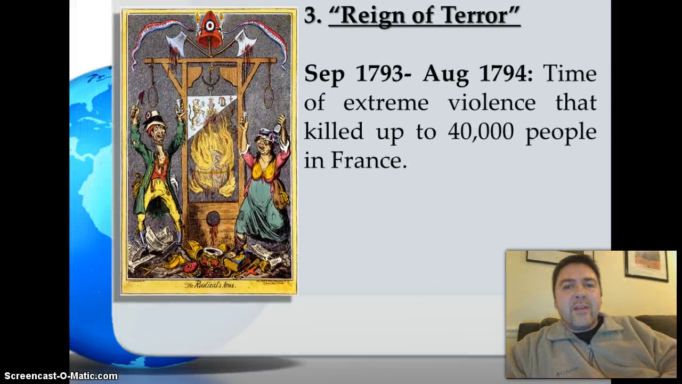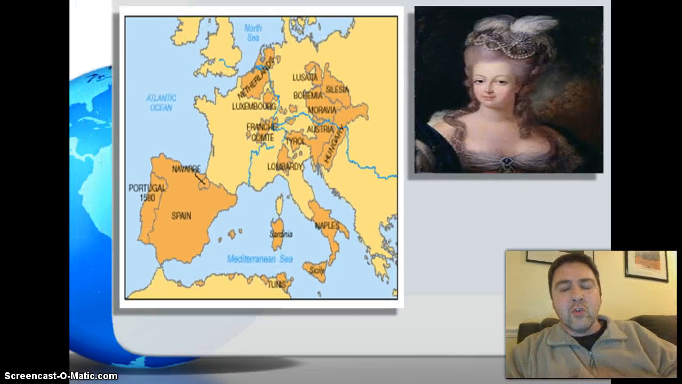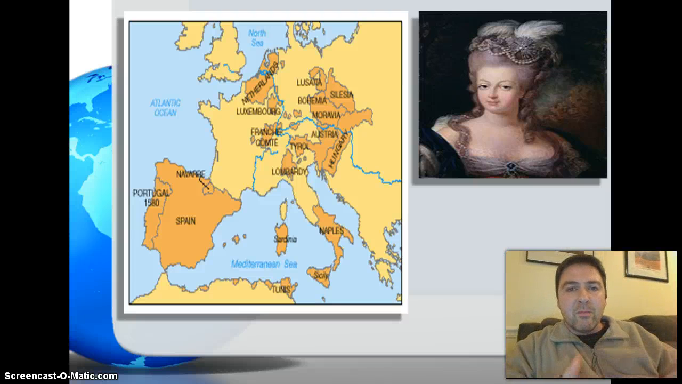Okay, the Reign of Terror, it was the period of extreme violence that the French Revolution is probably most noted for. During an almost year-long period from September 1793 until almost August of 1794, estimates vary, but most go up to about 40,000 people were killed in the violence of the revolution. A lot of this was caused by the fear of foreign attack.